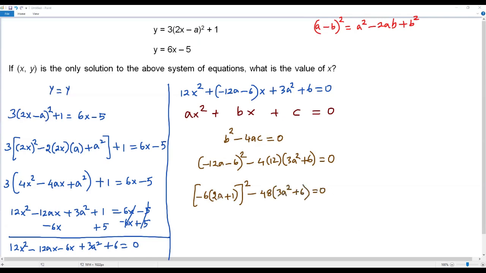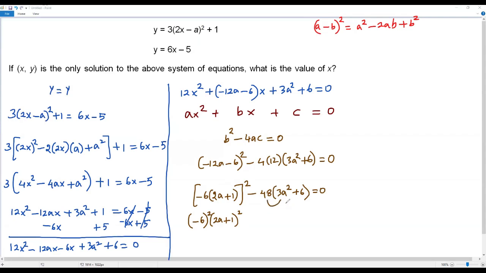Okay, now, here negative 6 and 2a positive 1 are multiplied and we have the common exponent 2. Whenever two quantities are multiplied and we have the common exponent, the exponent can be distributed to each quantity and we multiply the results. So then we get negative 6 the whole square, then 2a positive 1 the whole square. And also we can distribute this negative 48 to this 3a square and also this positive 6.